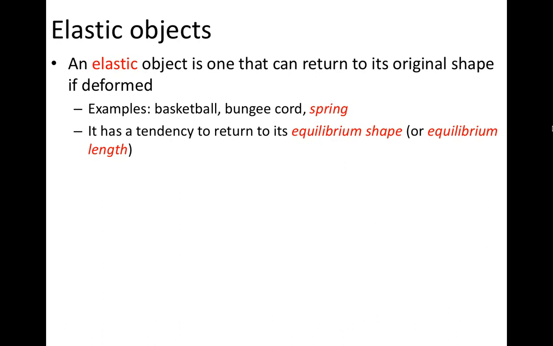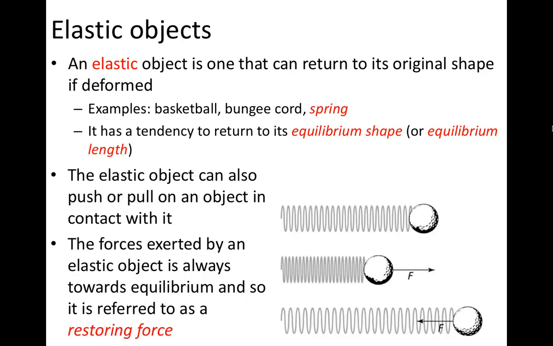Or if we're talking about just one dimension, like with a spring or a bungee cord, we're going to talk about its equilibrium length. And it does that through what's called a restoring force. The elastic object wants to be at its equilibrium shape or equilibrium length, and so it will apply forces to anything in contact with the ends of the spring in order to return to its equilibrium shape. And so, depending on whether it is stretched or compressed, that is what's going to determine which direction the spring or spring-like object will exert forces on objects.